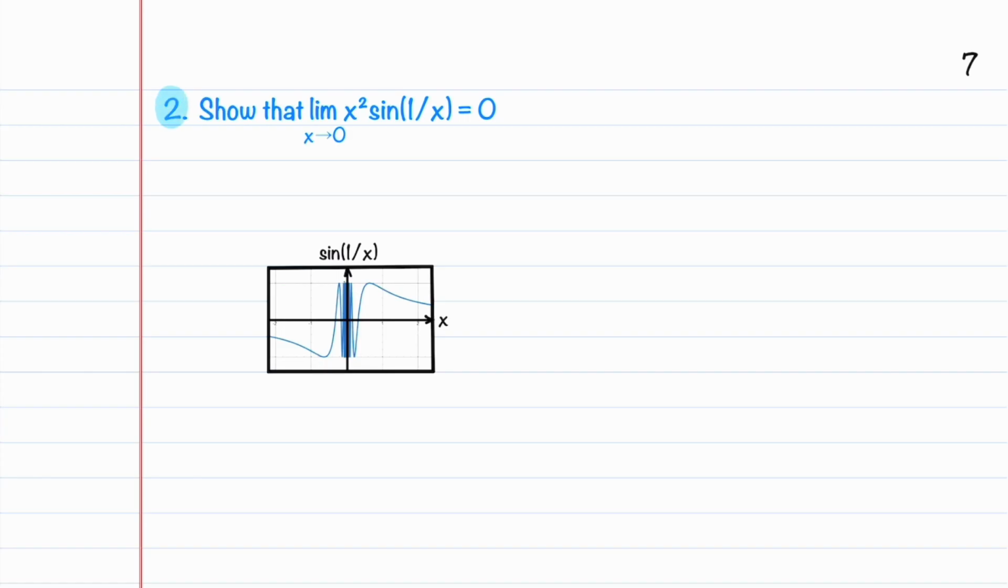Let's now look at a more complicated example. We're asked to show that the limit of x squared times sine of 1 over x as x approaches 0 is equal to 0. Let's start by evaluating what this limit is. The limit as x approaches 0 of x squared sine 1 over x is going to be equal to 0 times sine of 1 divided by 0. We don't know how to evaluate this term.